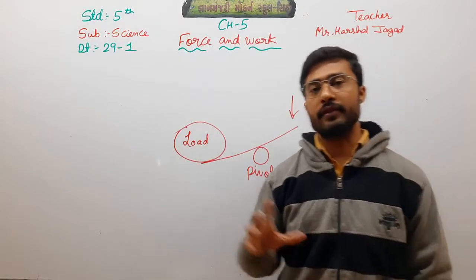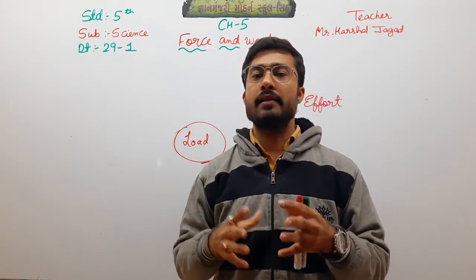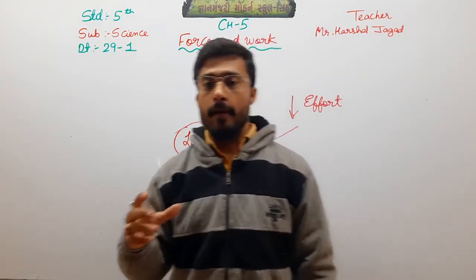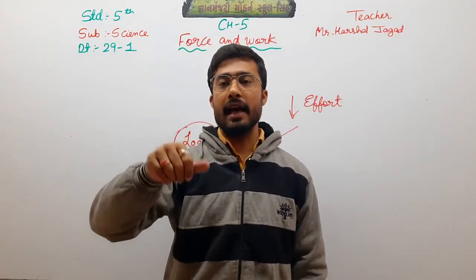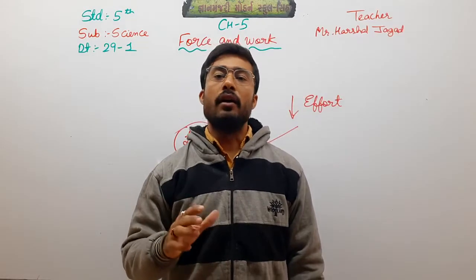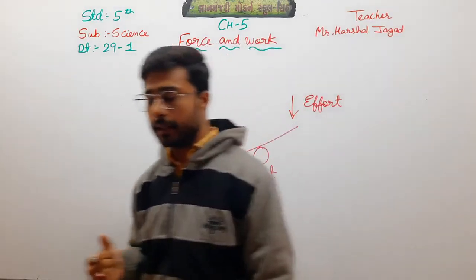And then after, we have seen a pulley. So what is a pulley? A pulley is a rounded shape, and it is there in the well. It helps to take out the water from the well. So let us see it.